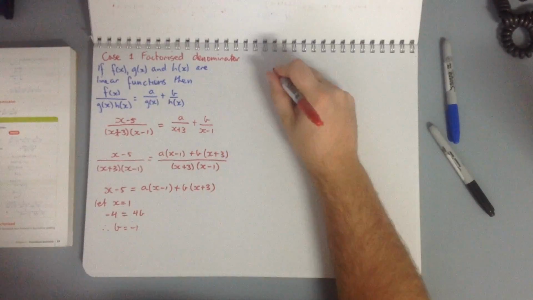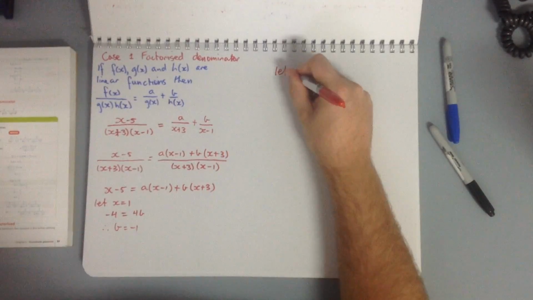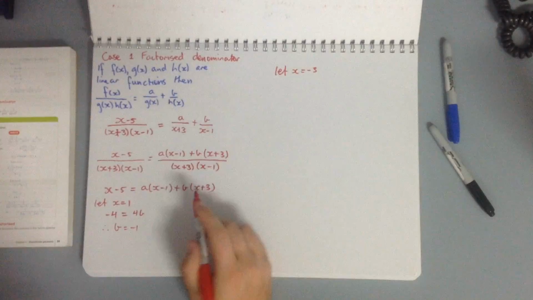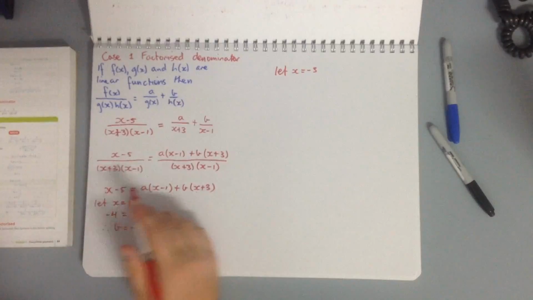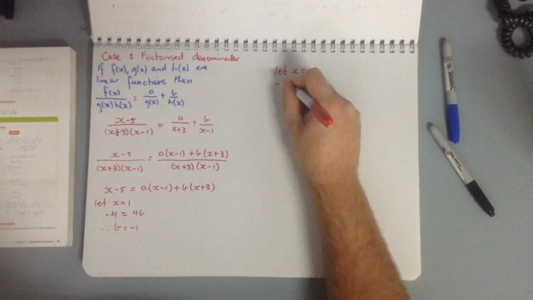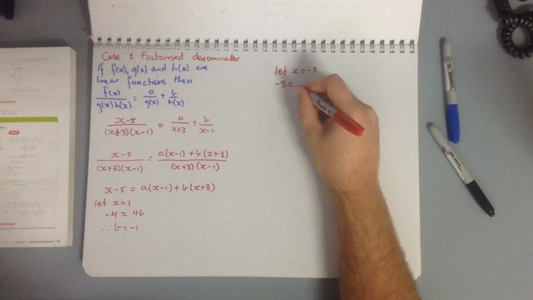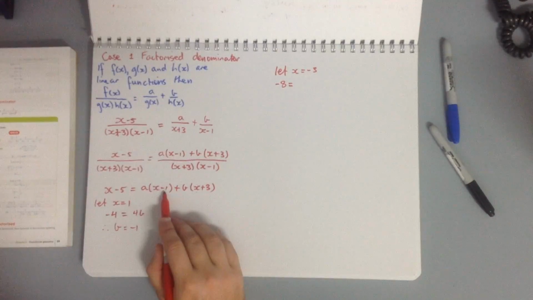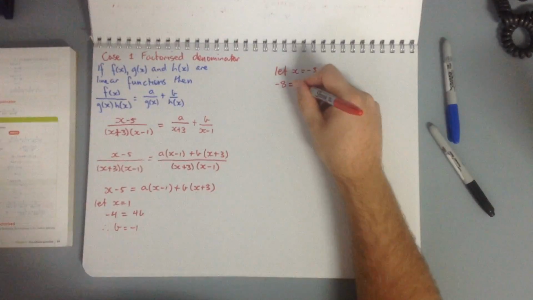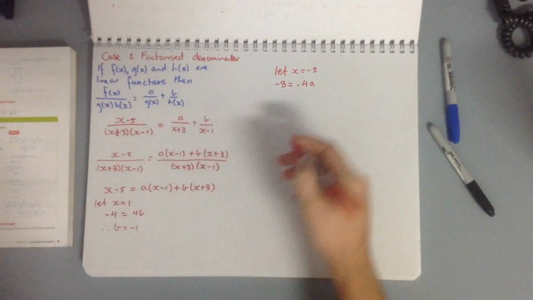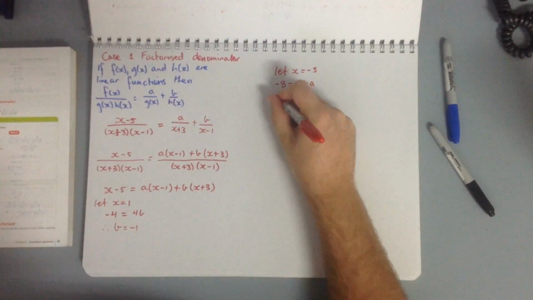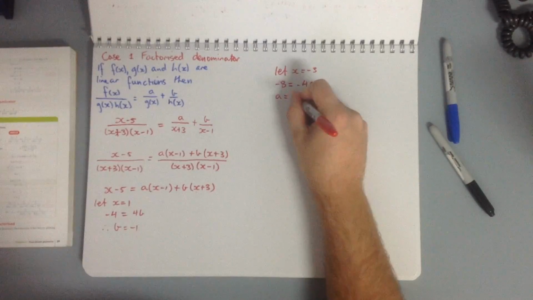Okay, what we're going to do now is we'll let x equal -3 because that'll make this term equal 0. So we've got -3 take 5 will give us -8. Okay, and then we have -3 take 1 will give us -4. So we get -4a. And of course, as we said, this term's going to drop out. So we divide that and we end up with a equals 2.